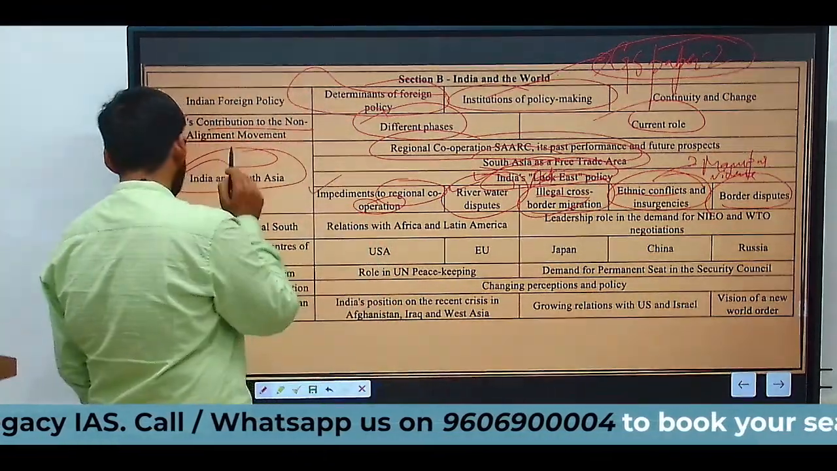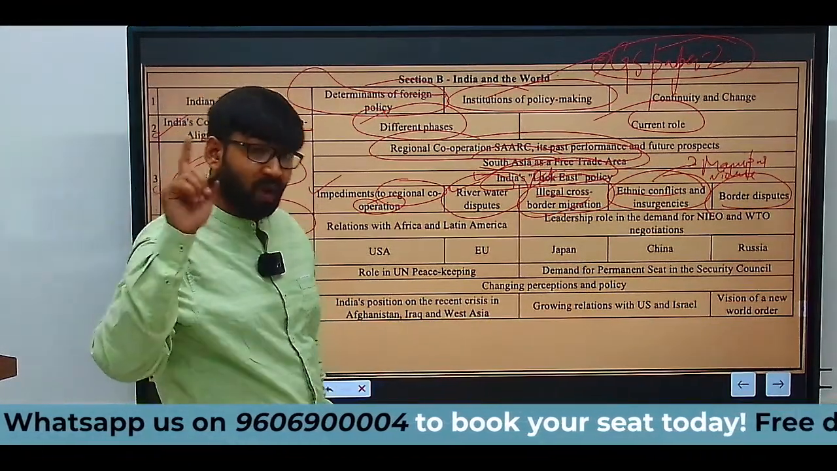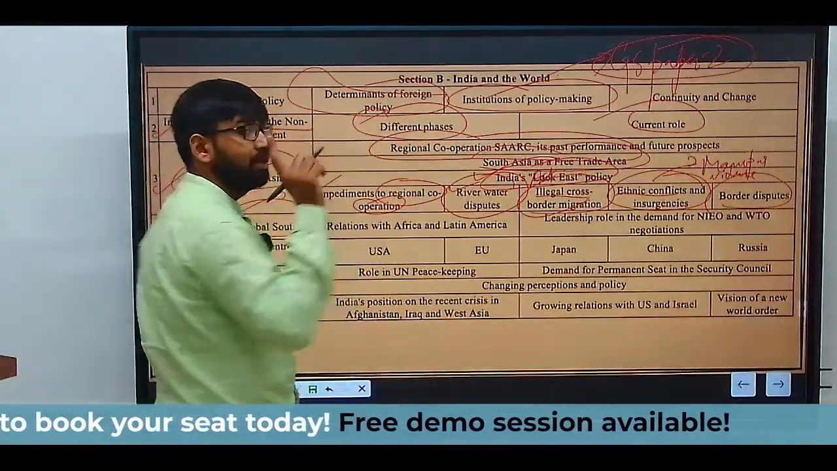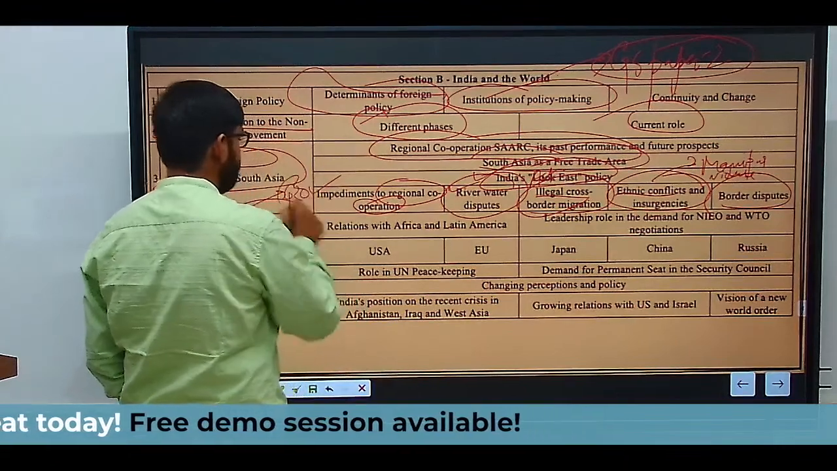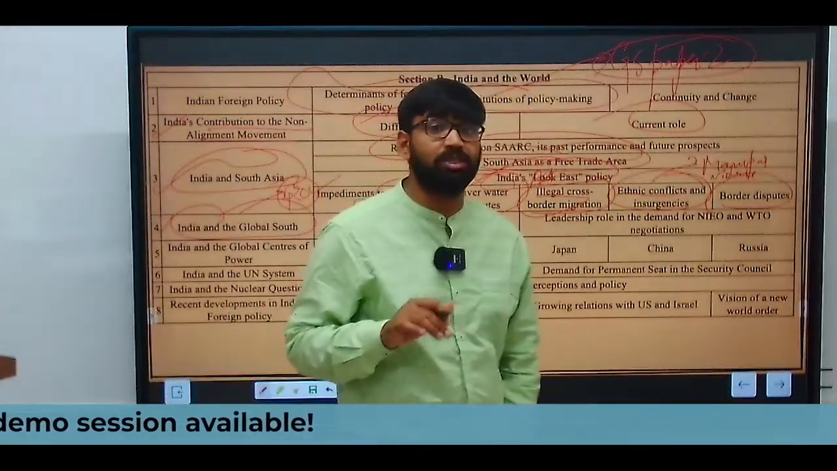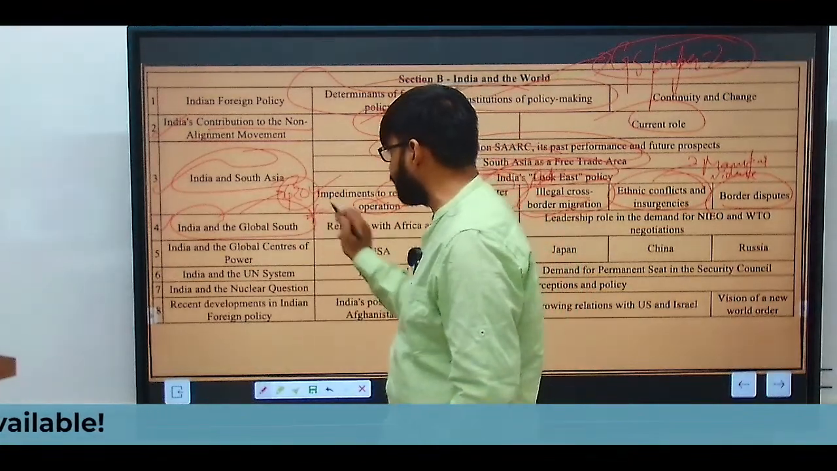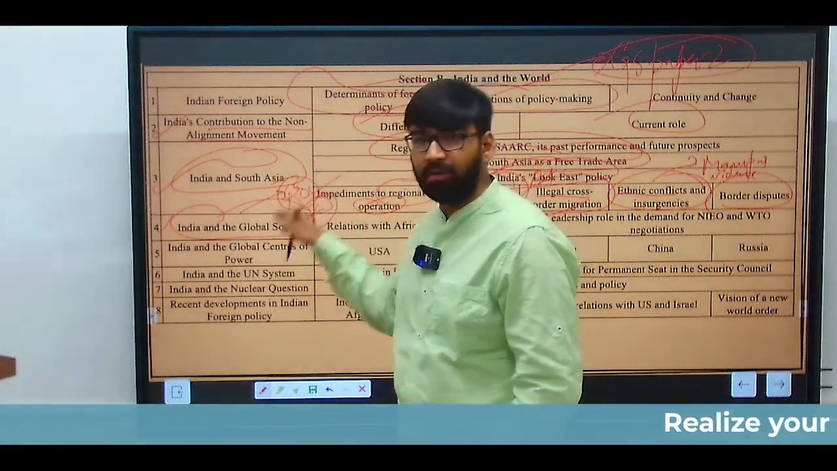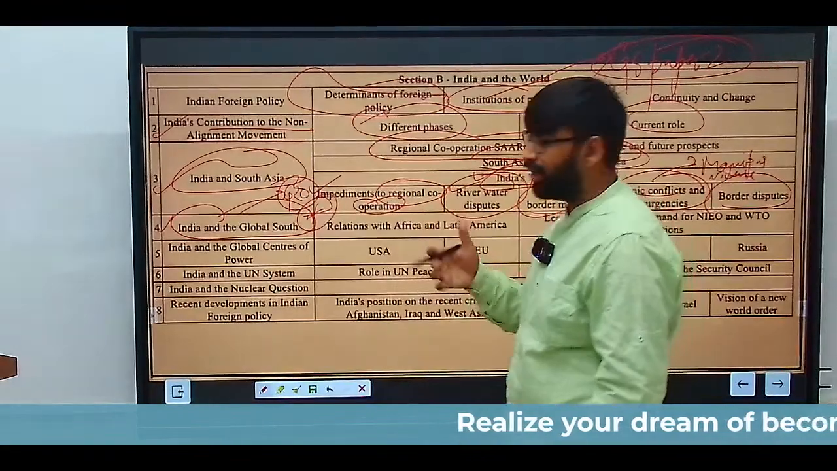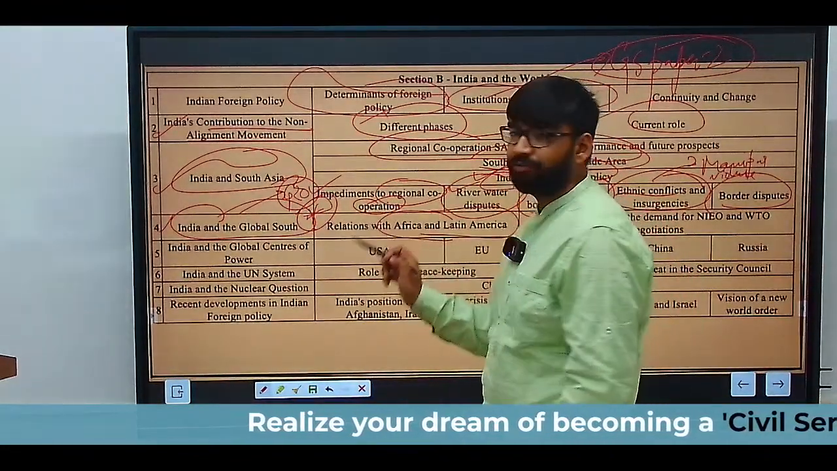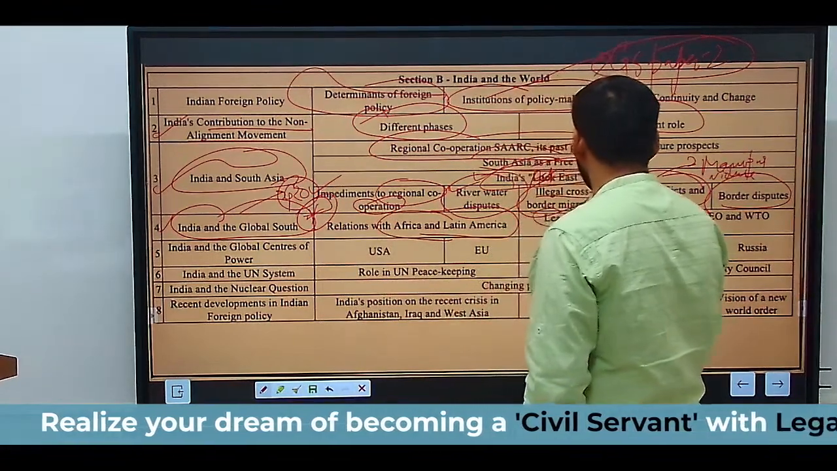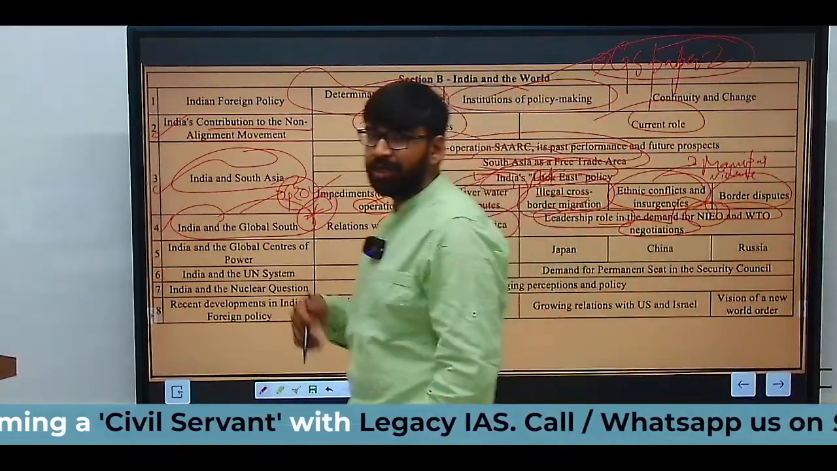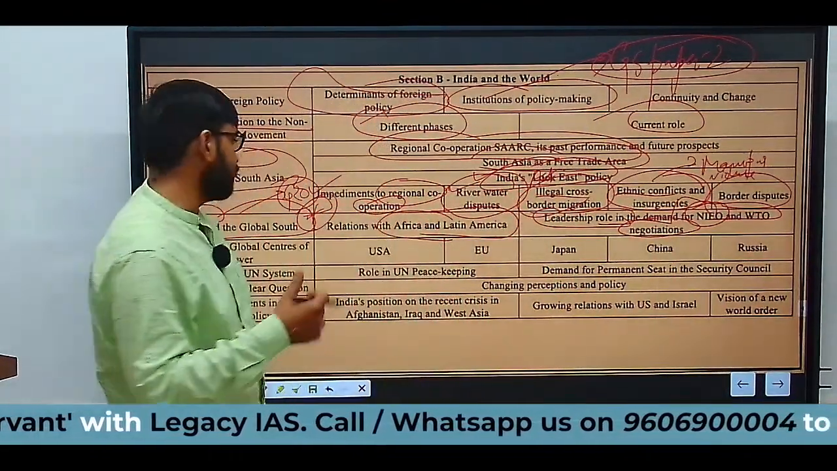Clear? Then another important topic is India and the Global South. Now, why is the Global South important for 2023, 24 and 25? Because India is heading the G20, and G20 represents the Global South. That is why this topic is very important for your UPSC optional paper. Questions will come from this topic. So what are the relations between India and the Africa and Latin America regions? Then how India can play its leadership role in WTO negotiations and the new international economic order. So these things we are going to understand.